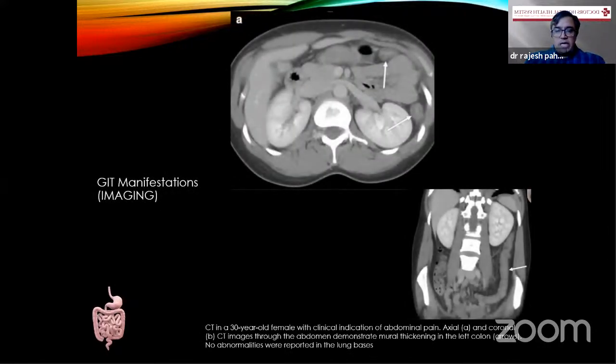So over here, we have a CT scan showing non-specific mural edema of the transverse and descending colon, which are seen in a collapsed state. So it is a non-specific colitis seen in a COVID positive patient.